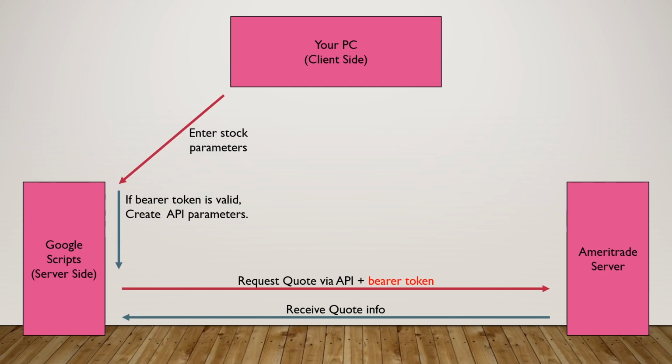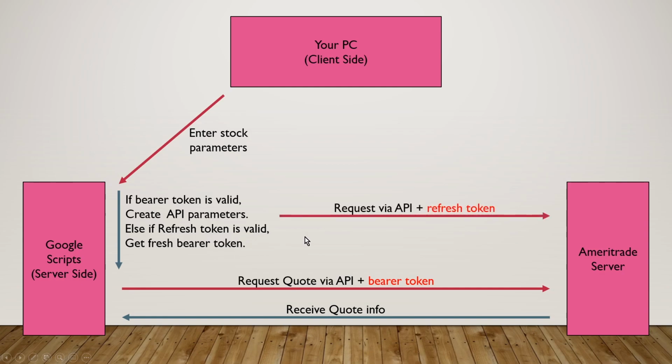Now, if the token is expired, right, then we also need to check that the refresh token, which is used to get a new bearer token, is valid as well. Now, if it is, then we can get a fresh bearer token by calling yet another API. It's actually similar to the authentication API, but with different parameters, except now you include the refresh token. And you will then receive a fresh bearer token that will last for another 30 minutes. And with that, then you can go ahead and get your quote.